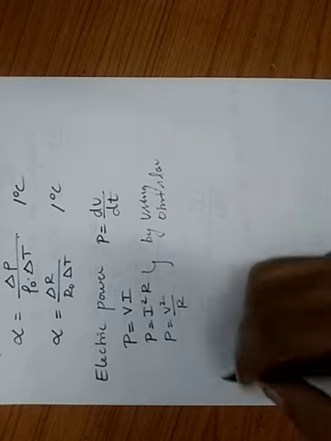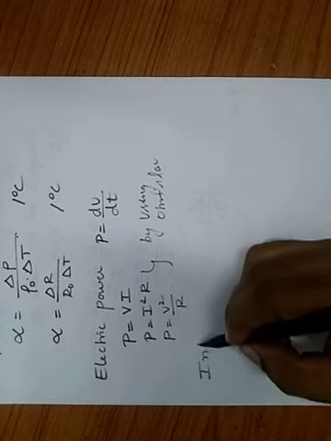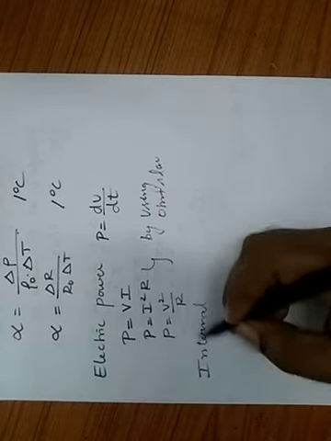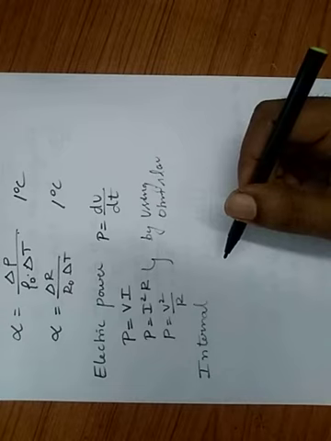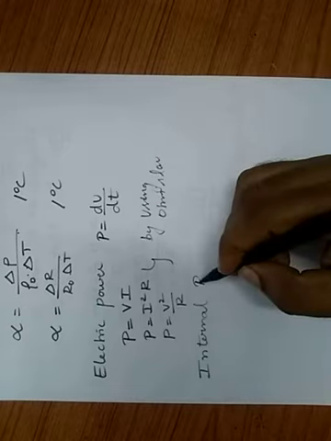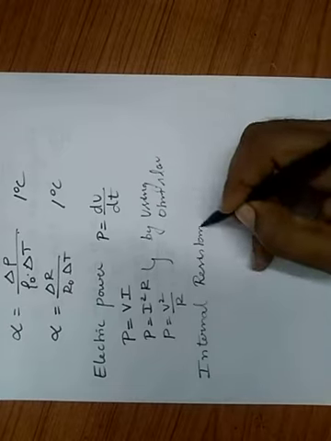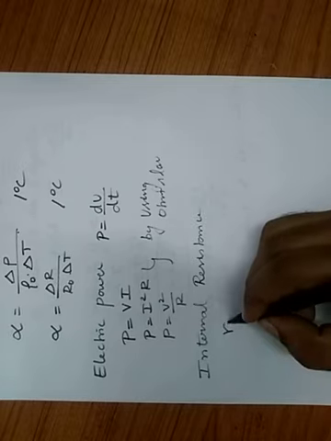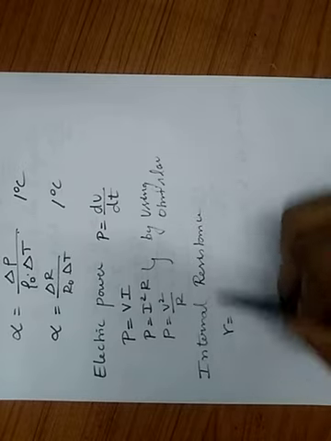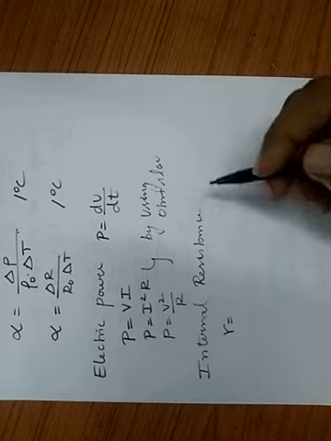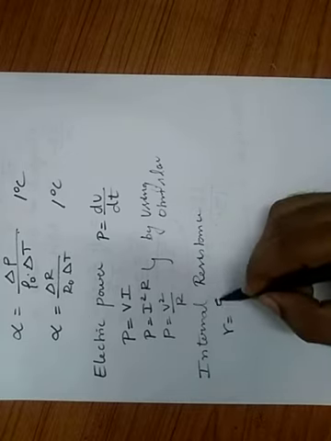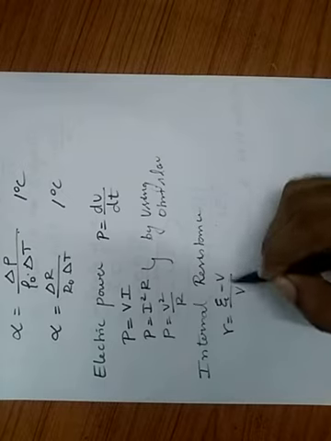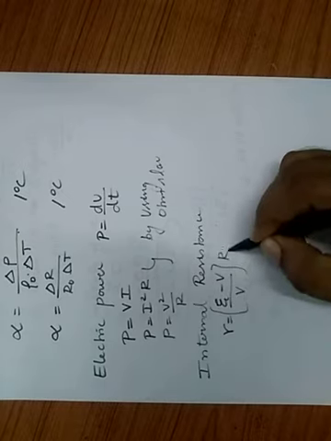Then internal resistance of the cell. We know very well internal resistance is the resistance offered by the electrode and electrolyte of the cell to the flow of charge inside the cell. Internal resistance is always represented by the symbol small r. Here we are finding the internal resistance with the help of a voltmeter. For this case we found r is equal to epsilon minus V by V into capital R.